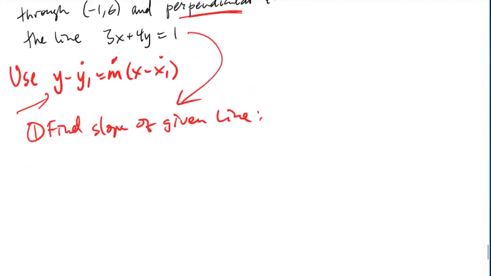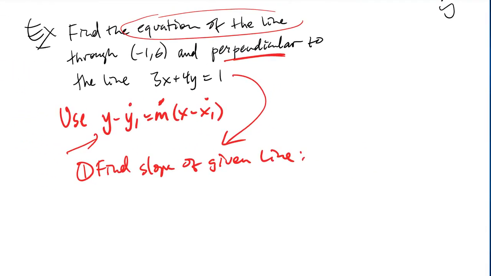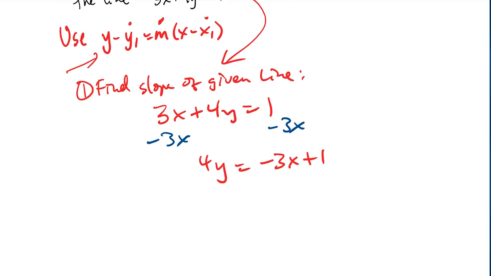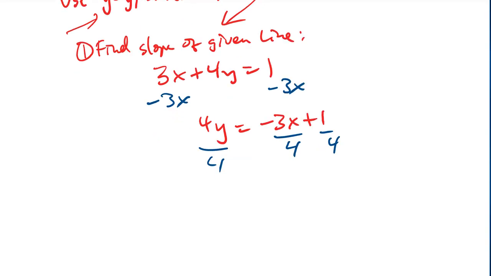So what we're going to do is solve for y here. We start out with 3x + 4y = 1. I'm going to subtract 3x from both sides, so I get 4y = -3x + 1. I'm going to put the x first. And now I divide by 4 on both sides, divide by 4 everywhere. And so I get y = -3/4 x + 1/4.